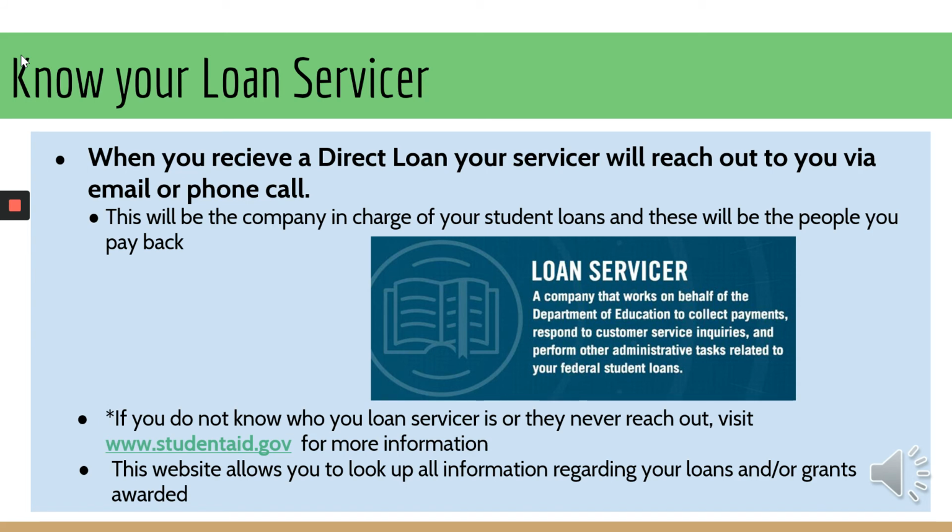Know your loan servicer. A loan servicer is a company that works on behalf of the Department of Education to collect payments and responds to customer service questions. It also performs other administrative tasks relating to your federal student loans. Now, when you receive a direct loan, your loan servicer will reach out to you via email or phone call. This will be a company, again, in charge of your student loan and who you will be making the payments directly to. If you don't know who your loan servicer is and you have never been contacted by them, please visit studentaid.gov for more information on how to obtain your loan servicer information.